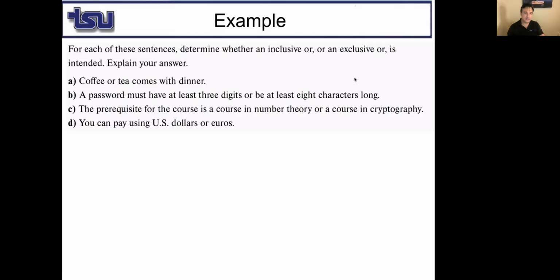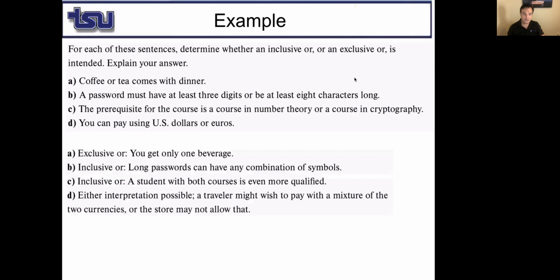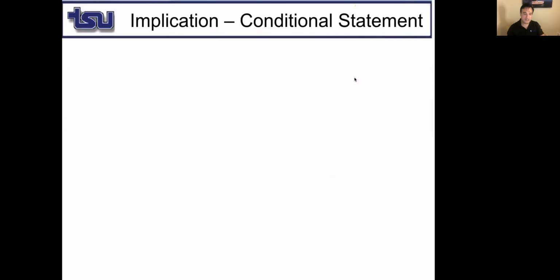You can pay using US dollars or euros. Well, you go to an exchange office, or you go to a coffee shop in an airport, and they say you can pay with US dollars or euros. It depends how you look at it, but the way I look at it is you can use US dollars or euros or any combination, so that will be inclusive OR, okay? But you can also look from another perspective. I'm gonna just skip it.